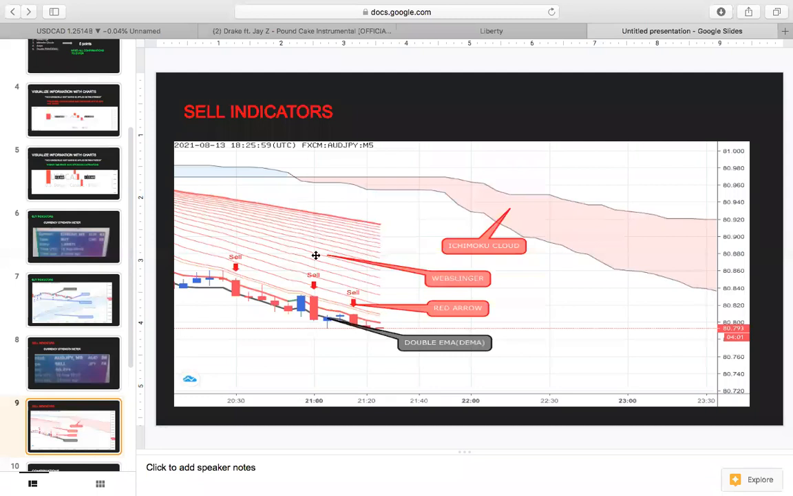Next, we have the Webslinger. We have the web slings, right? Now, in a sell, when the market is trending down, these web slings will be red, and the majority of the arrows that you will see will be red, okay? And like I say, our double EMA will be here on the bottom. It'll always be the last line, right? The double EMA will always be the last line.